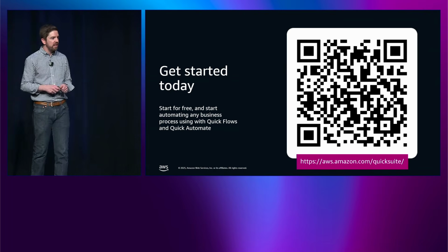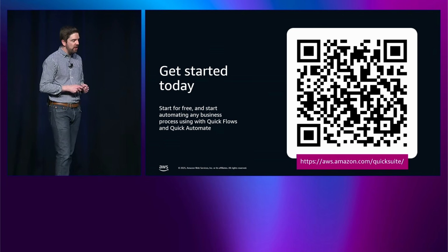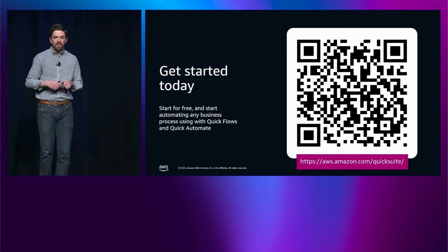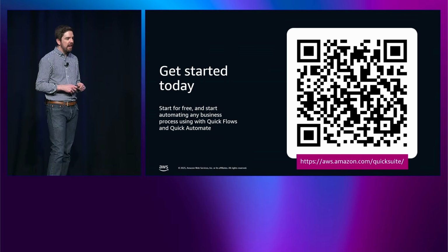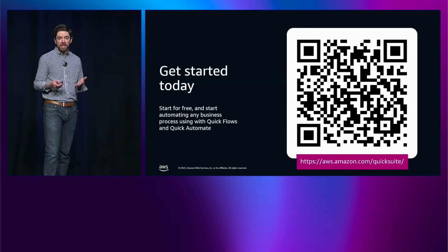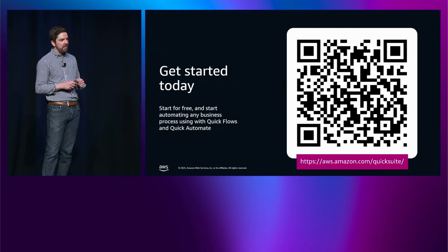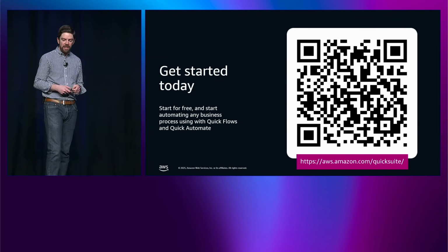I hope you've enjoyed it and learned something from it. This QR code is a getting started guide. Both Quick Flows and Quick Automate are within Quick Suite. So you'll sign up, there's a free trial. You can start for free with a 30-day free trial. Easy to get started. If you have an AWS account, it's even easier. You can find Quick Suite from the AWS console. And we're so excited to hear how you're using it and to learn your feedback.